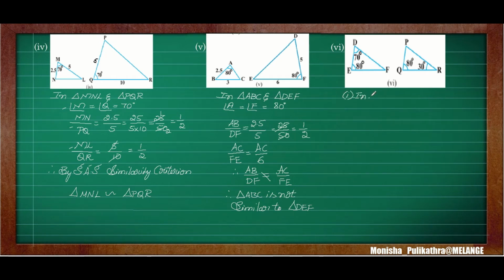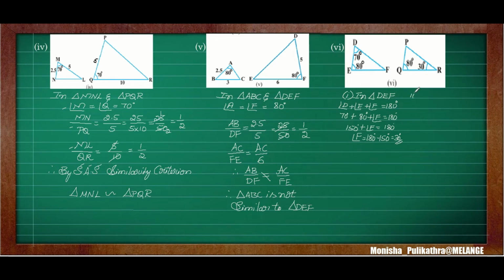So first, in triangle DEF, angle D plus angle E plus angle F is equal to 180 degrees, as the three angles of a triangle sum to 180 degrees. Angle D is given as 70 degrees and angle E is 80 degrees. Angle F we need to find out. So 70 plus 80 is 150 degrees, plus F is equal to 180. So angle F is equal to 180 degrees minus 150 degrees, that is 30 degrees. So we got angle F here.